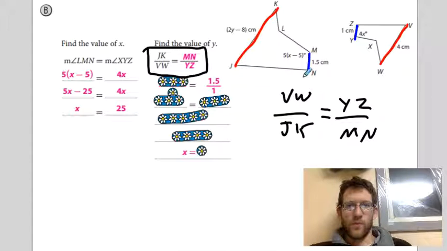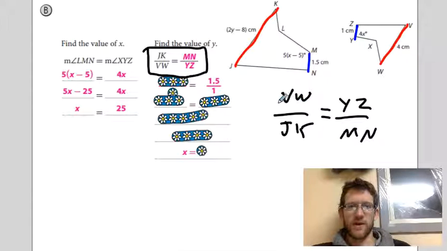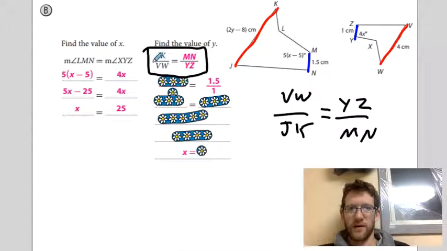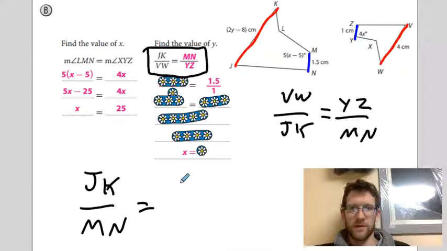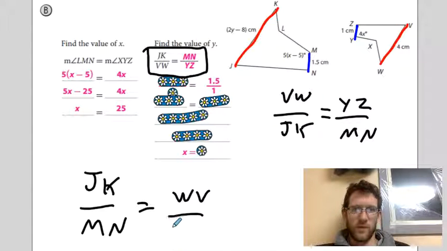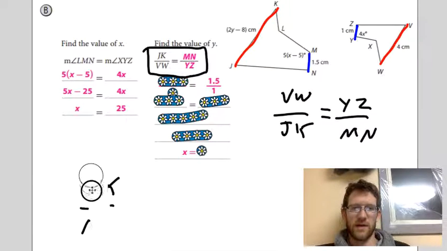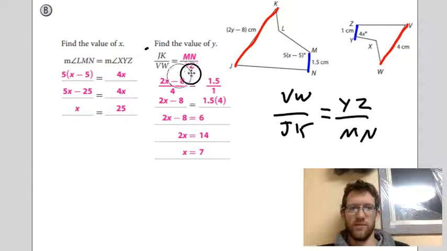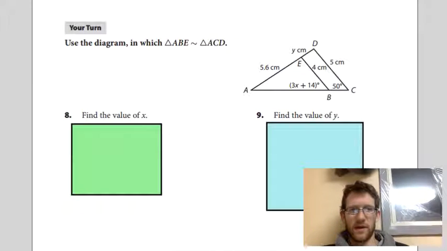In fact, I sometimes will flip it in order to get the variable in the numerator here, because it makes it much easier to calculate algebraically. Also, we can do the ratio of these two guys, right? So we could write JK over MN is equal to, the big one has to be on top still, though, WV over YZ. So this would totally work as well as the reciprocal here and the reciprocal here. That ratio also works. So just keep that in mind, another option. You do the algebra, plug and chug at that point, you get x equals 7. Cool. See if you can do these ones real quick.